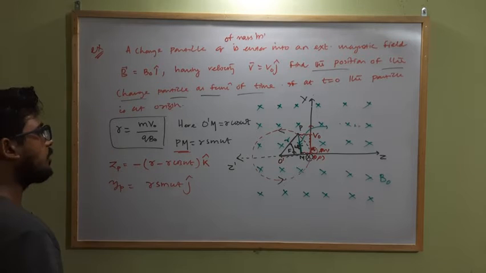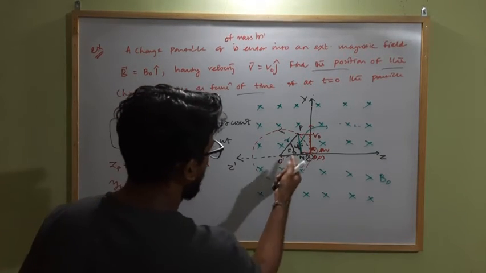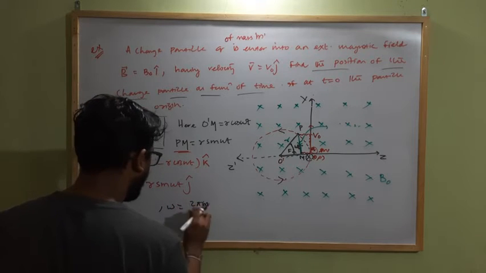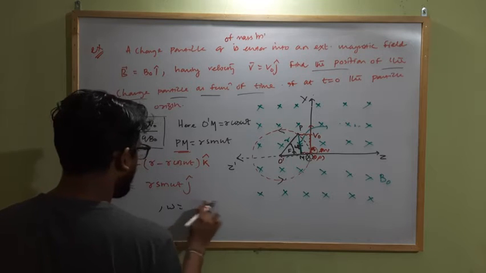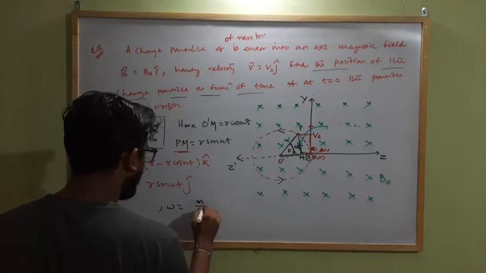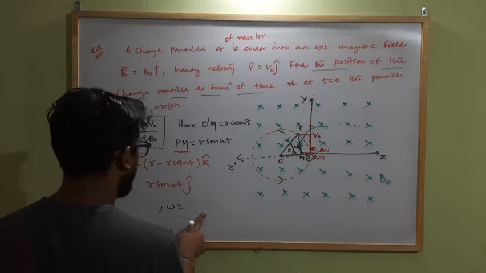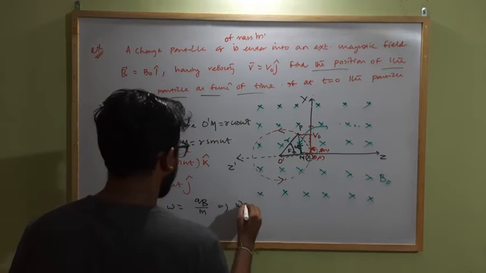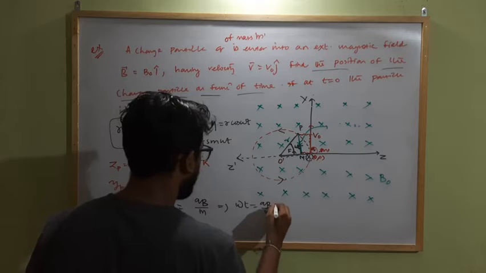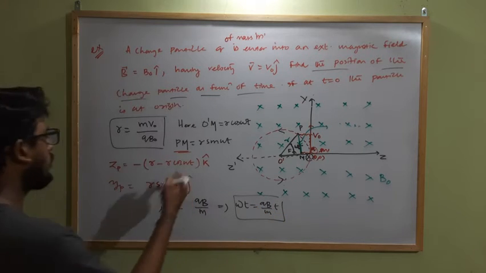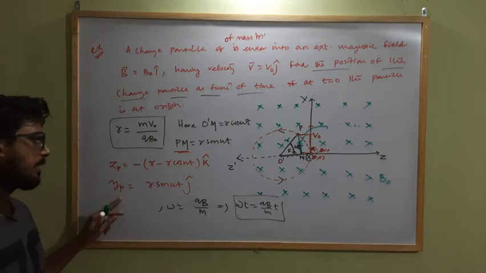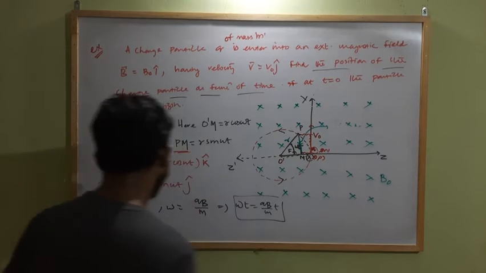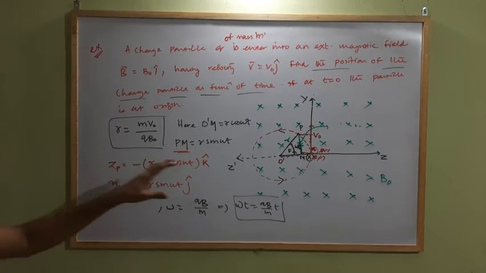Okay, and we can easily calculate omega t. What is omega? Omega equal to qB by m. So this implies omega t equal to qB by m into t. By putting the value of omega t here, we will get the position of the particle as a function of time t. Clear? Okay, so now we can solve this kind of numericals.